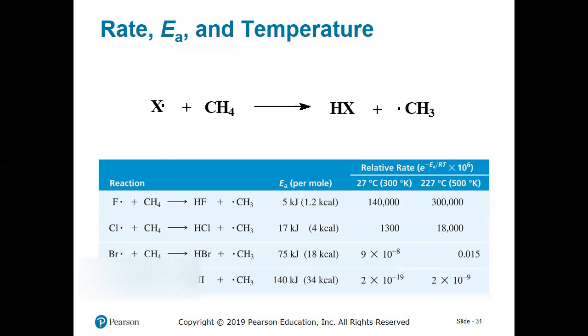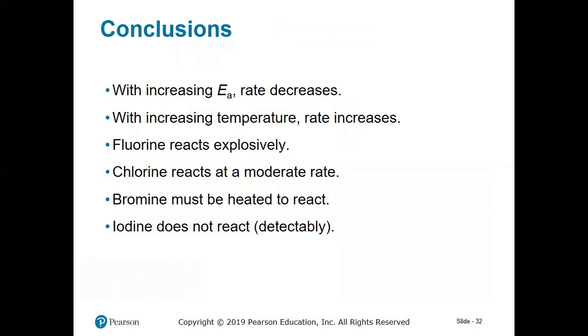So it's very common that we see chlorination or bromination of alkanes, but it's not common to see fluorination or iodination. So in conclusion, for the halogenation of alkanes, we see that with increasing activation energy, rate decreases, and with increasing temperature, rate increases. And that's where we're going to see the difference between bromination and chlorination. Bromination needs heat to go forward, while chlorination actually releases heat to go forward. So the chlorination reaction is an exothermic reaction, while the bromination reaction is an endothermic reaction.